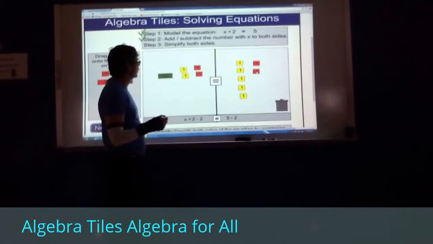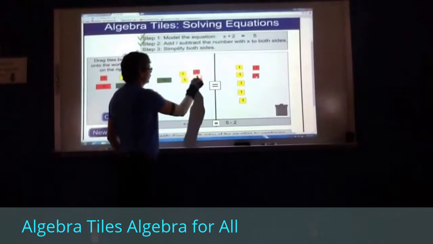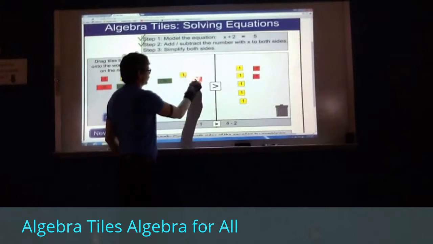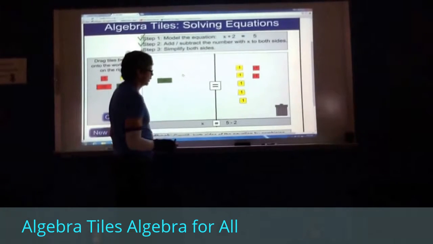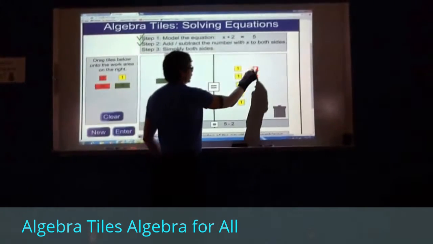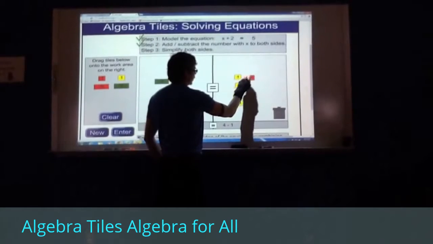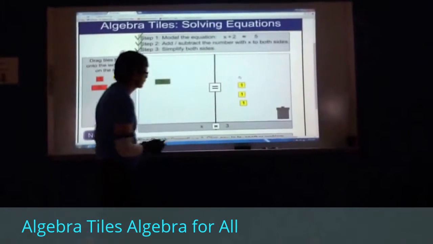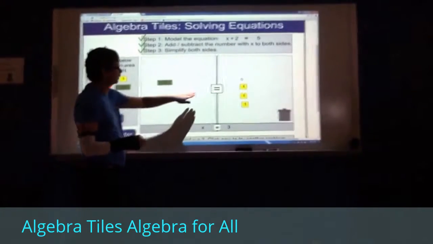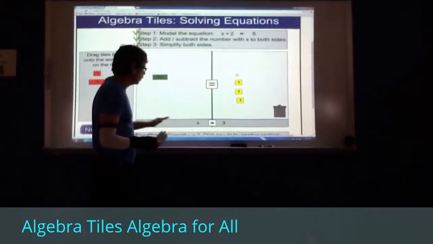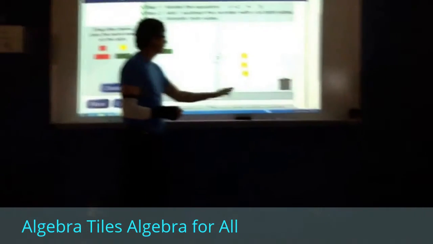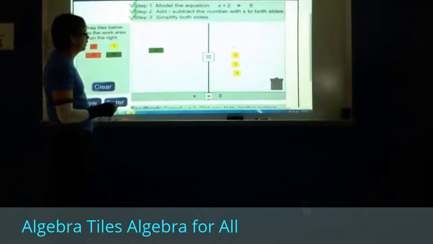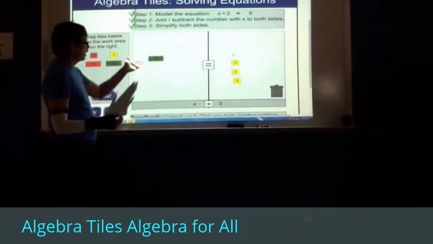Now to simplify this, we see that this is a zero pair. That's going to go away. But also on the right-hand side, we see a zero pair that can go away. And notice that we're left with x is equal to 3, and that is our solution, x equals 3. So we have now solved the equation. The value for x is 3.